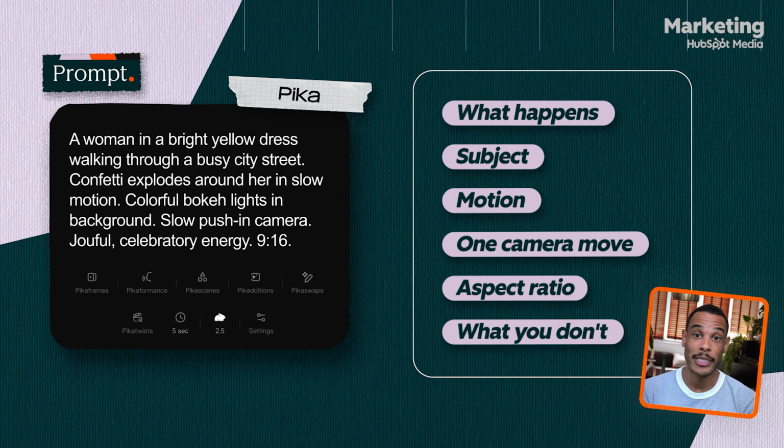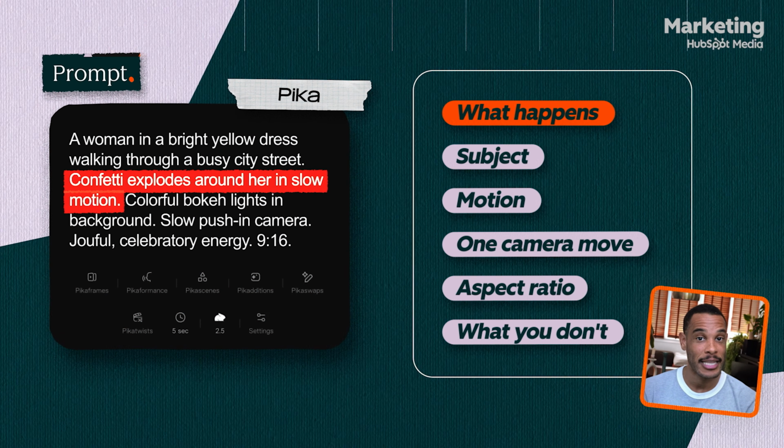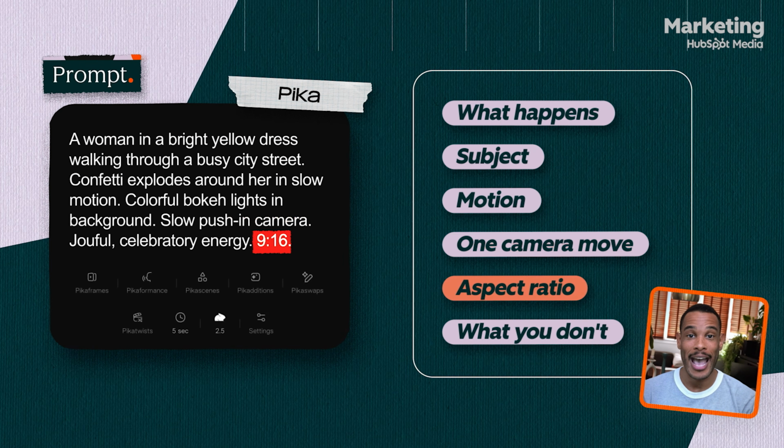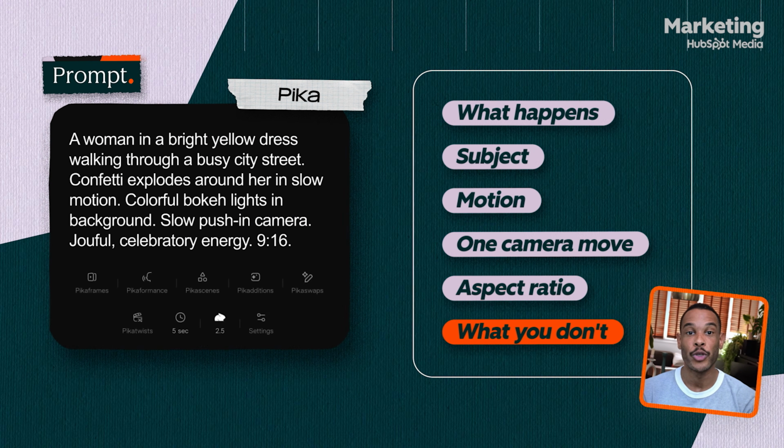To prompt Pika, lead with what happens, the action and the effect. One subject, one motion, and one camera move. Always state your aspect ratio and always add what you don't want at the end. Hot tip, "no text on screen" is one you'll use every time.